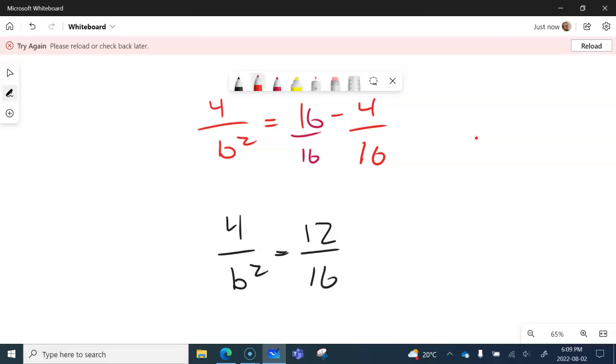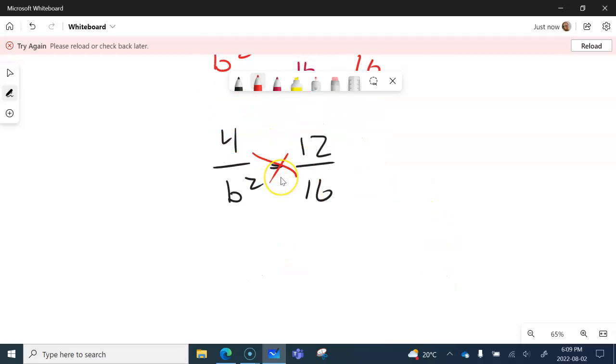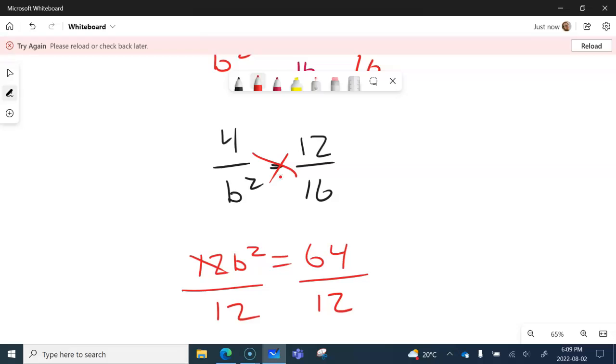And this is a proportion, right? We can cross multiply this and go from there if you want to. So 4 times 16 comes out to be 64. I'll put that on one side of the equal sign. And then we're going to have 12 b squared on the other side. A little more algebra. We're just going to get b squared by itself. I'll do it up here. b squared is going to equal, what do we get there? 64 over 12.